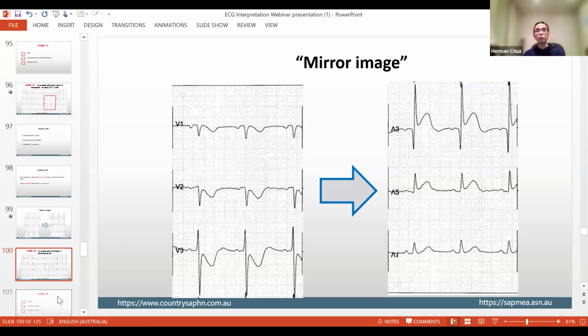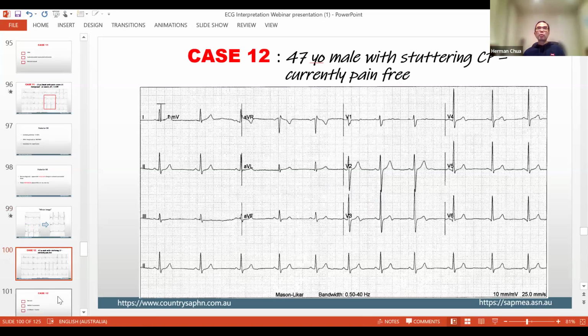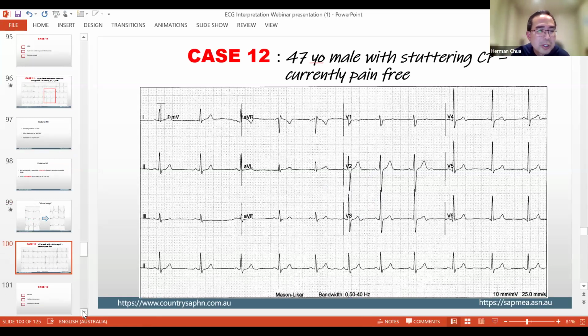All right, good. 47-year-old male, stuttering chest pain, currently pain-free. What is this? Normal ECG, Wellens or De Winter? You may not have heard of some of these terms before. Never mind, that's why you're here.